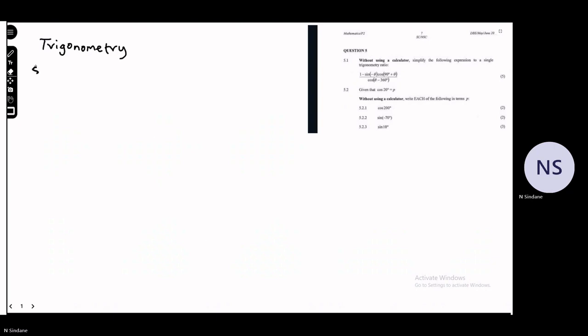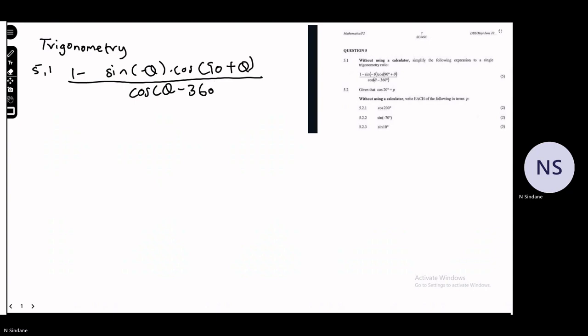So our first problem is 5.1. This is from grade 12, May, June 2023. So 1 minus sine of negative theta, right? And then multiply by cos of 90 plus theta, all over cos of theta minus 360 degrees. This is what we're given.